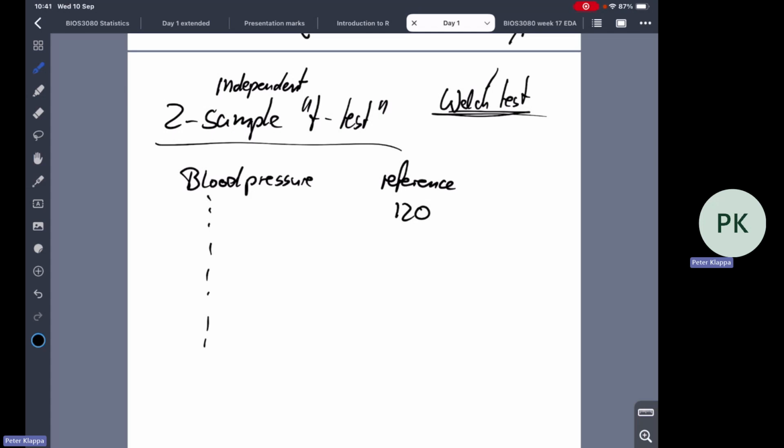And you want to know whether this 120, the reference here, could be similar to the mean of the blood pressure here, of your samples. So you've got only 1 sample, but you want to know: is the sample similar to my reference value? And the way you would formulate that is you would just simply say, the null hypothesis, there is no difference between the population mean from which the first sample was taken, and the reference value. Any differences that we observe is just simply due to sampling error.